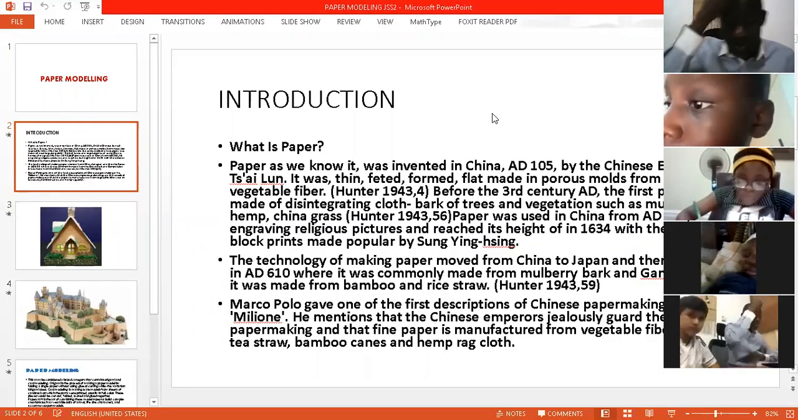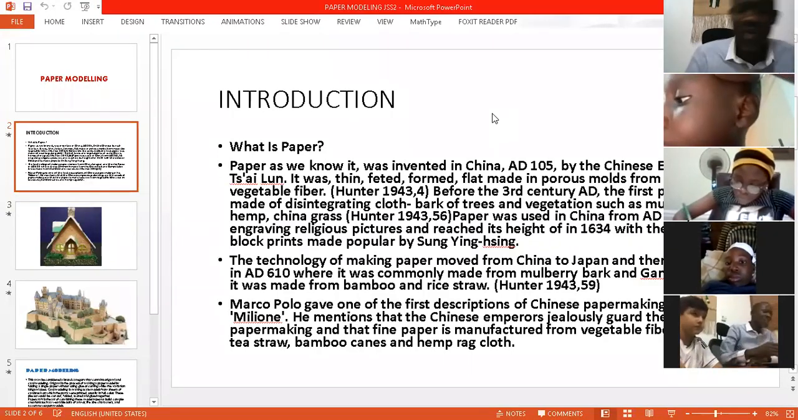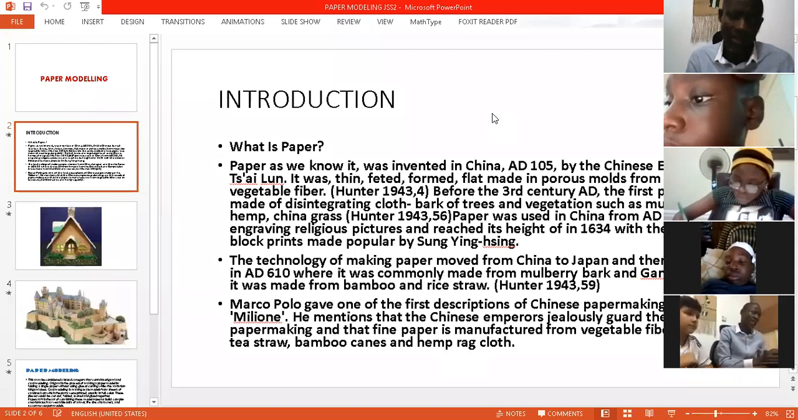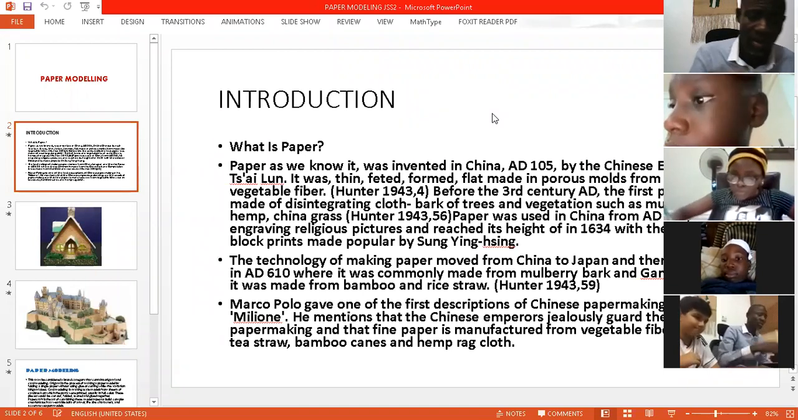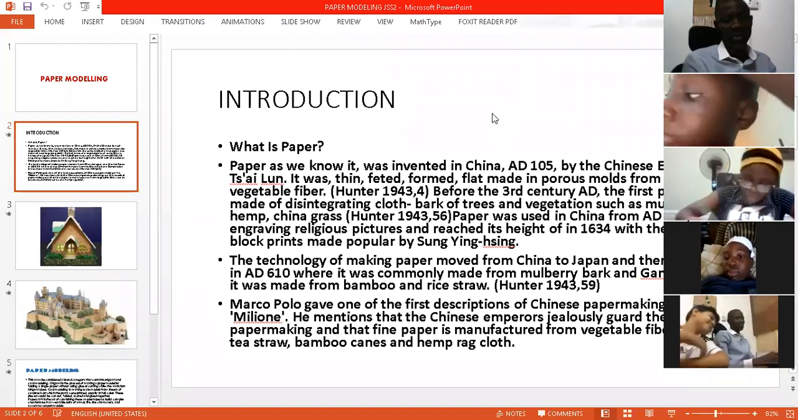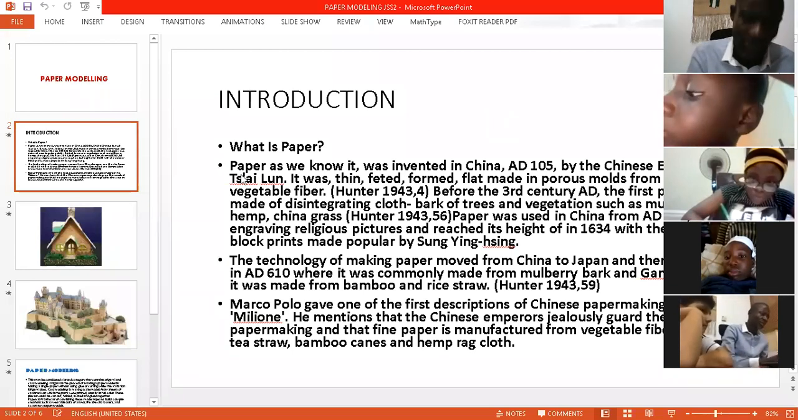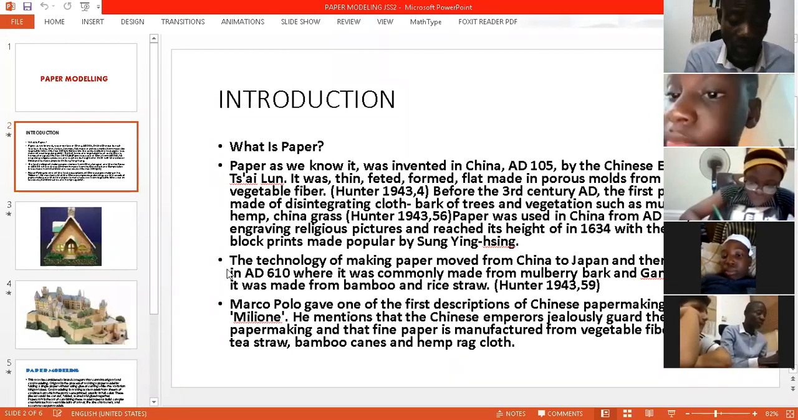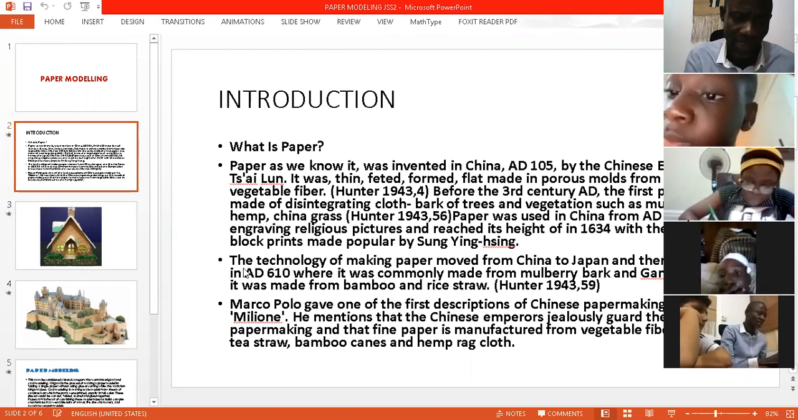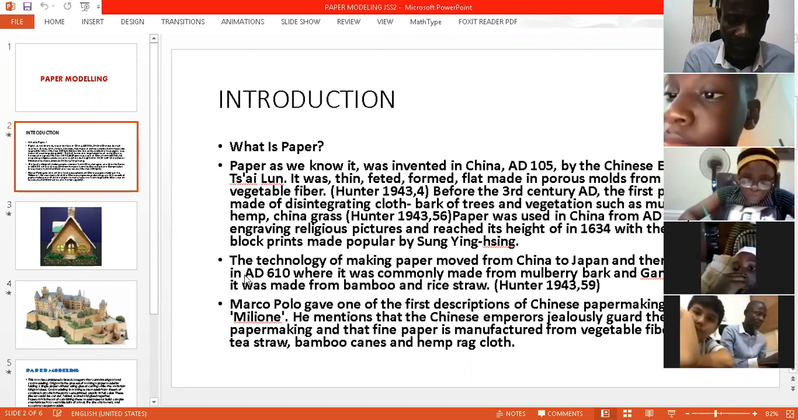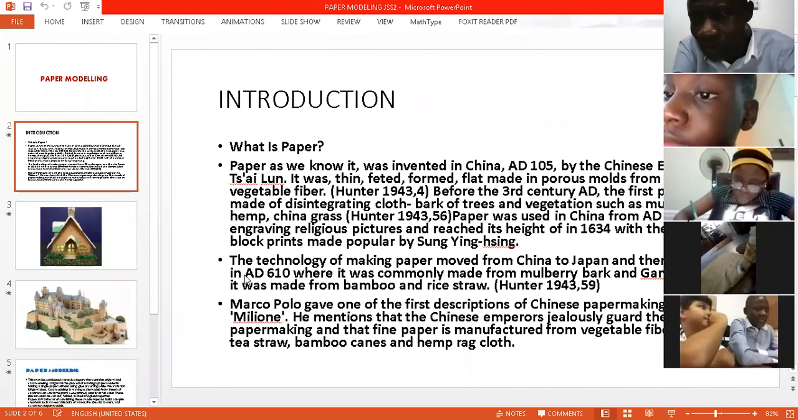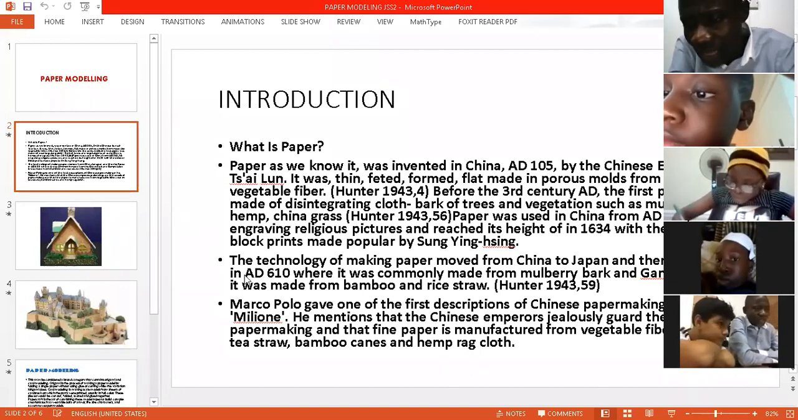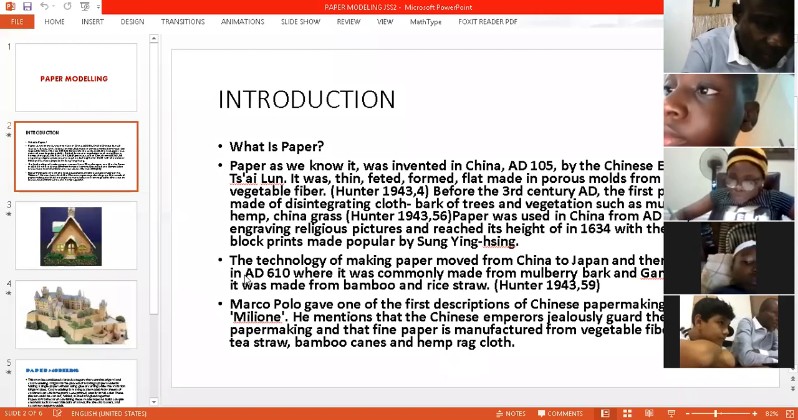All right, now, as we are saying, we are going into paper modeling. And if we are going into paper modeling, let us see if you understand the word modeling. You know what paper is now. I want to know if you know what paper modeling is. Shaping. Can we have a better explanation for that? Sama, let's hear from you. Sama, are you still online? Let's hear from you.